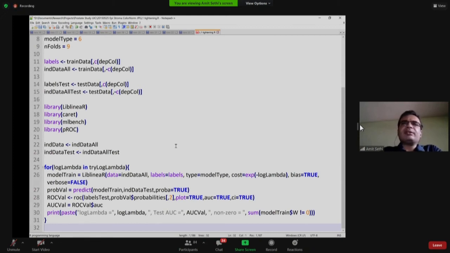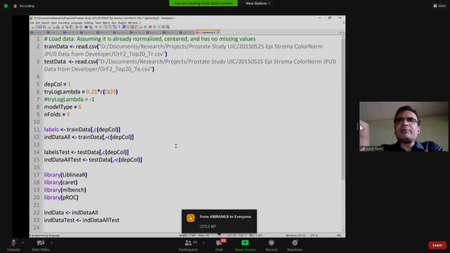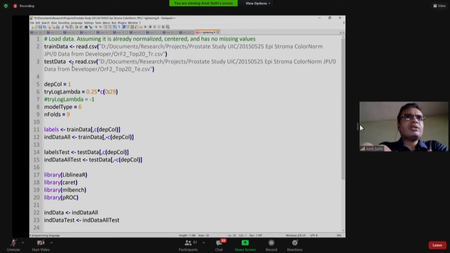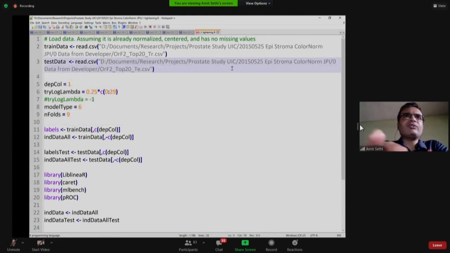and the proportion of the penalty I will slowly increase until I drop the desired number of variables, and my accuracy is still high, and I get a small enough model. So basically, this read CSV is to read the training data, another read CSV is to read the test data, and this is the path for the file that I have to read.